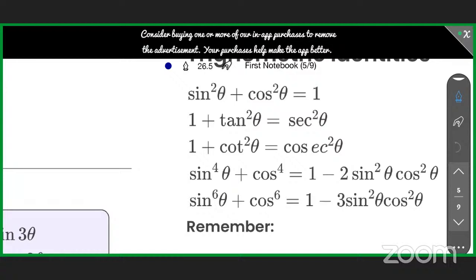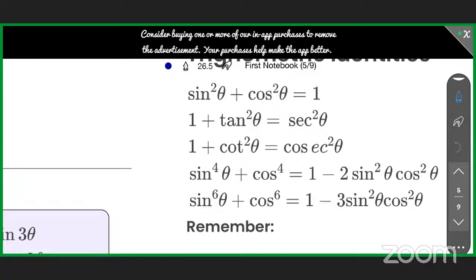Now comes sin square theta plus cos square theta, okay. What about sin to the power of 4 theta plus cos to the power of 4 theta? The formula for that one is 1 minus 2 sine square theta into cos square theta. Sine to the power of 4 theta plus cos to the power of 4 theta is equal to 1 minus 2 sine square theta into cos square theta.